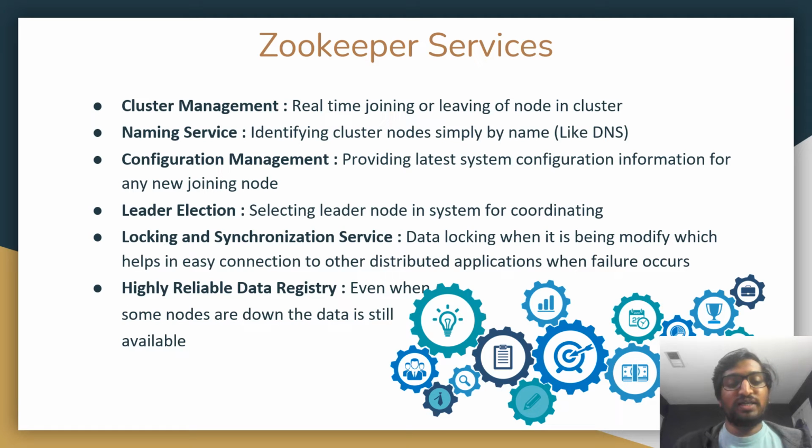And the sixth one is highly reliable data registry. So even if some of the nodes are down in the cluster, the data is still available through the other nodes. So this is what the data registry service is called, and these are the services.